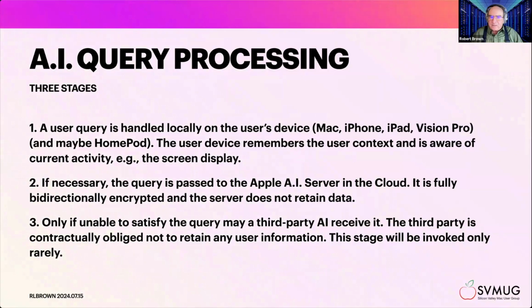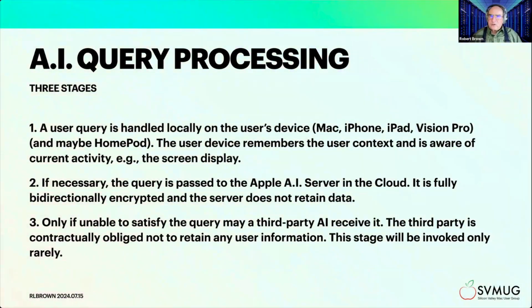Now, if it cannot, then it's passed to the Apple AI server in the cloud. Before it does that, it says, can I send this to the cloud? It will not do so until you explicitly tell it that you want that to take place. So again, it's protecting your privacy. When it does use the cloud, it's bidirectionally encrypted. And as I said before, the server will not retain your data.